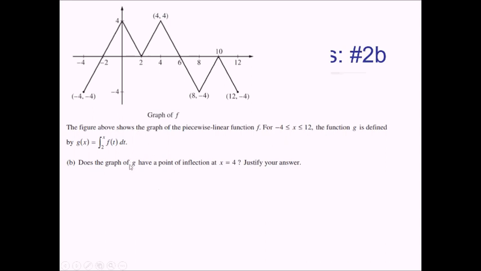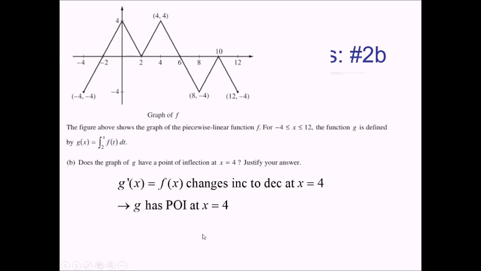Recall that g prime of x is just f of x. And f of x, just looking at the graph here, is reversing direction at x equals 4. Specifically, f of x is changing from increasing to decreasing at x equals 4. Therefore, we can conclude that g has a point of inflection at x equals 4.